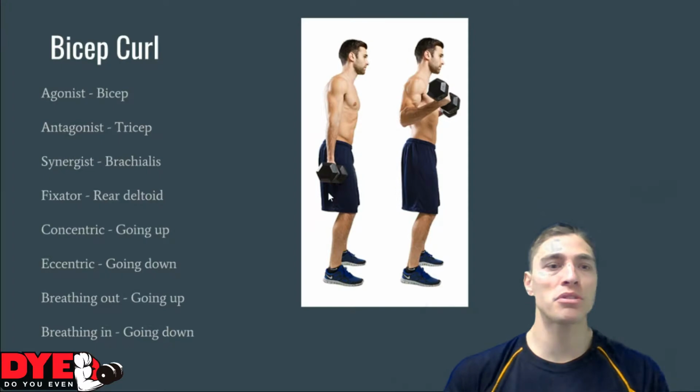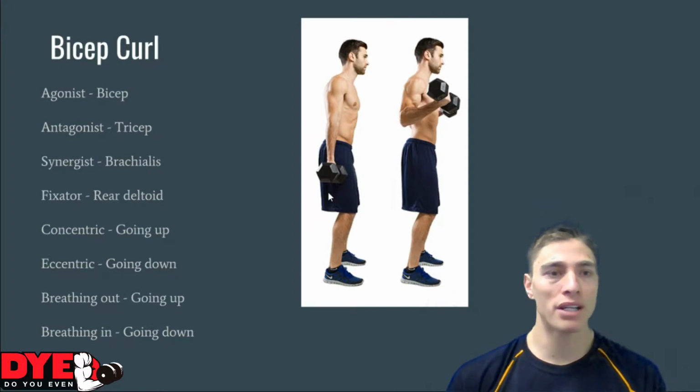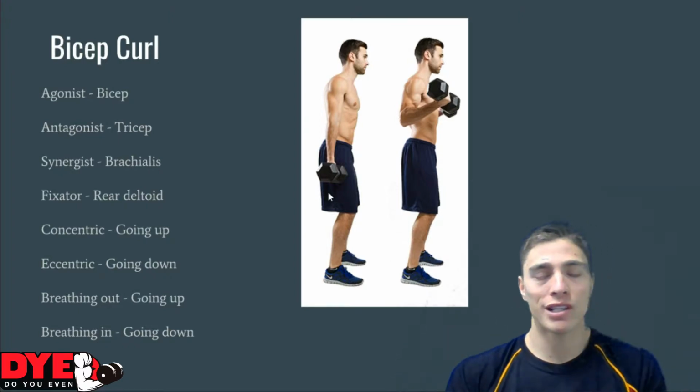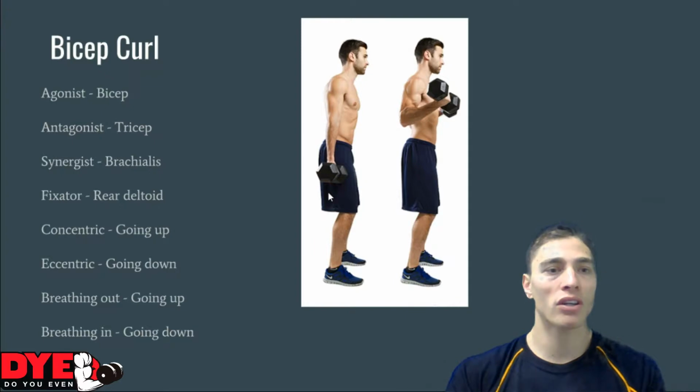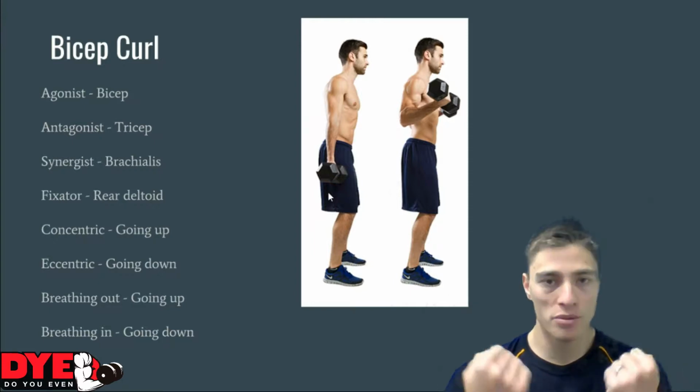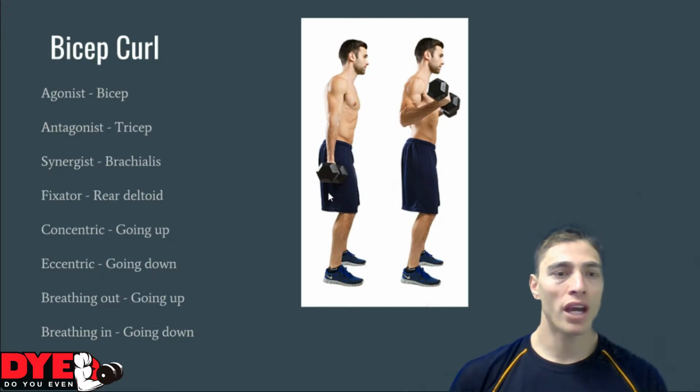Let's look at a few examples now. So we've got our bicep curl here. The agonist, the muscle working, is the bicep. The antagonist is the muscle opposite, your tricep, that is relaxing while you're doing the work. The synergist is the brachialis. This is a muscle that is under your main bicep head, which also helps with flexion at the elbow.